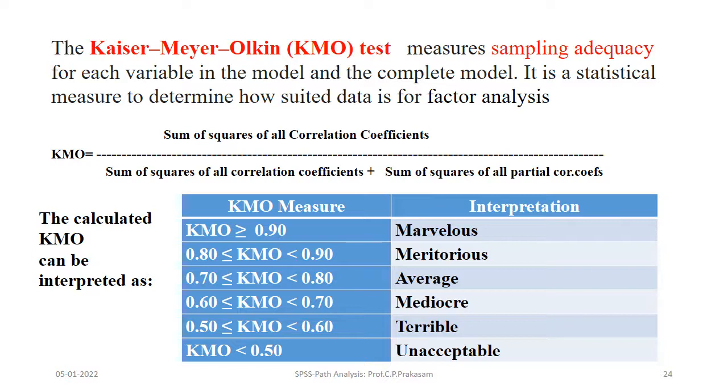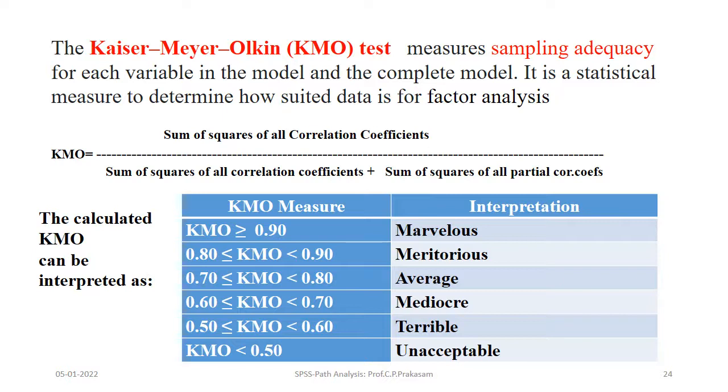The calculated value of KMO can be interpreted using the following table. If KMO is greater than 0.90, it is marvelous. Between 0.80 and 0.90, it is meritorious. The range 0.70 to 0.80 is average, 0.60 to 0.70 is mediocre, 0.50 to 0.60 is terrible, and less than 0.5 is unacceptable.